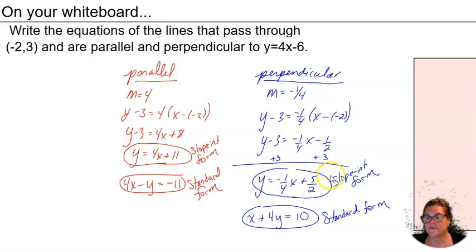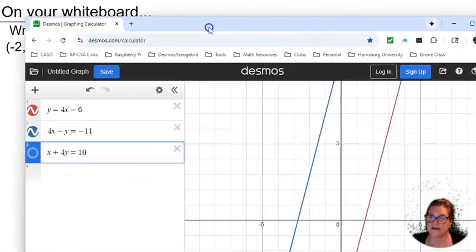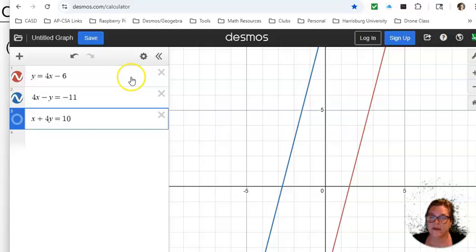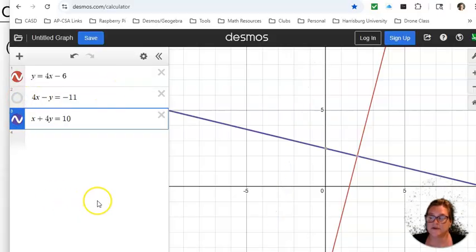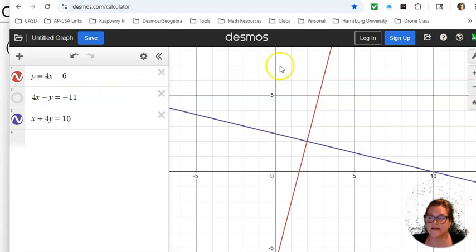Then to go from slope-intercept form to standard form, we would multiply all three of these terms by -4, and then rearrange our terms so that the x and y are on one side and the constant is on the other. So standard form is x plus 4y is equal to 10. To show in Desmos that these are in fact perpendicular lines, right, we're going to look at those two graphed together, and we see that they do in fact intersect to form right angles, right, a 90-degree angle. And that shows us that these are perpendicular lines.